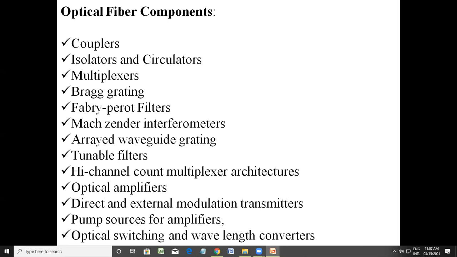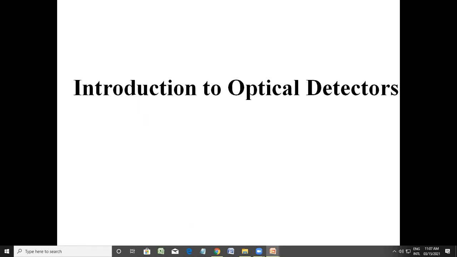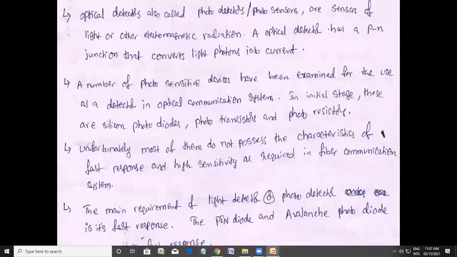First we have to go for the basic definition of photodiode, how it works, and what the principle of photodiode is. Introduction to optical detectors. What is meant by optical detector? An optical detector is nothing but a photo detector or photo sensor. Photo is nothing but a light signal. The energy is in terms of photons. That's why the other name of optical detectors is photo detectors or photo sensors.